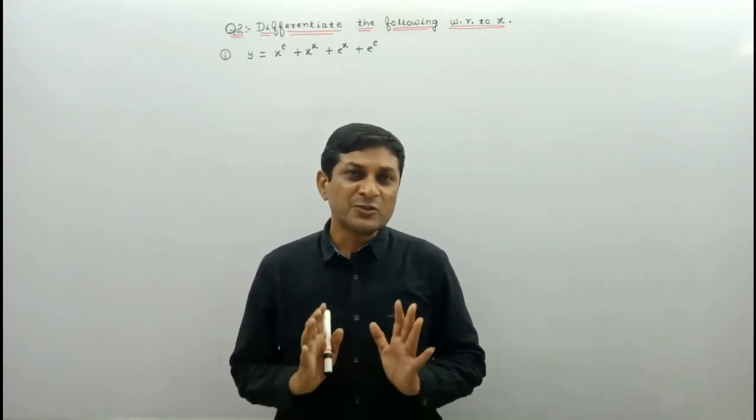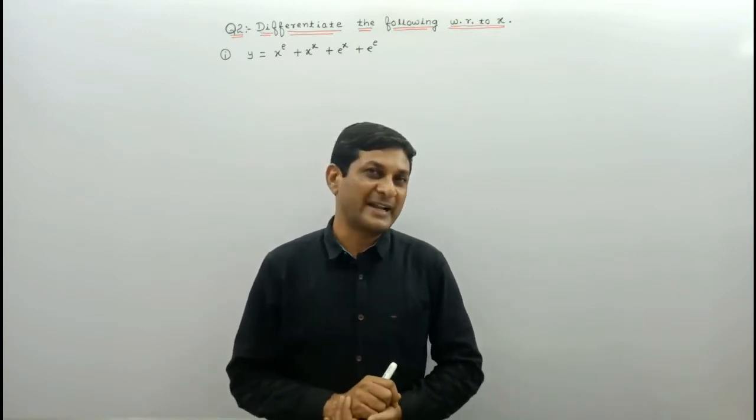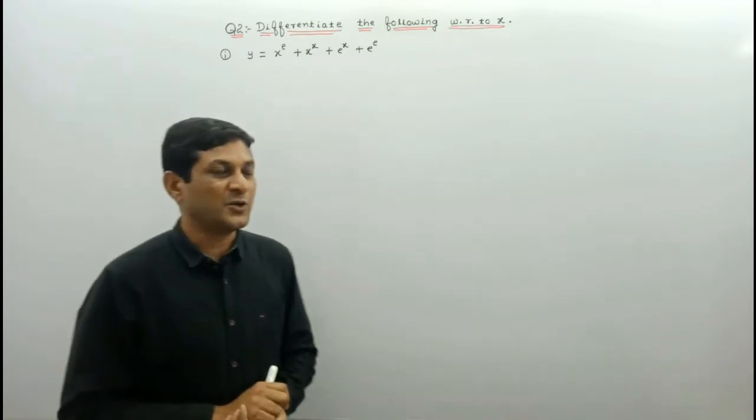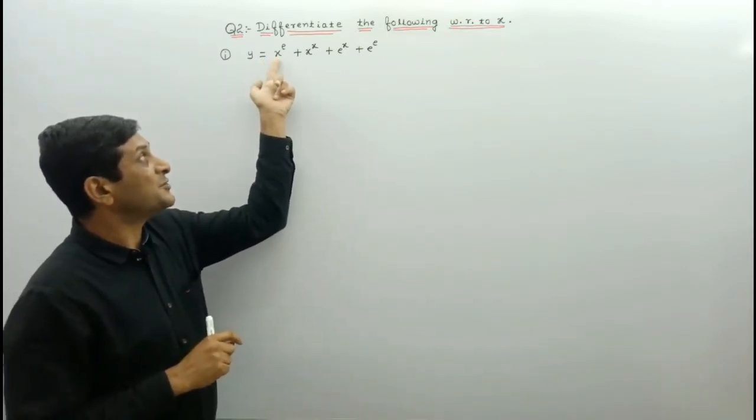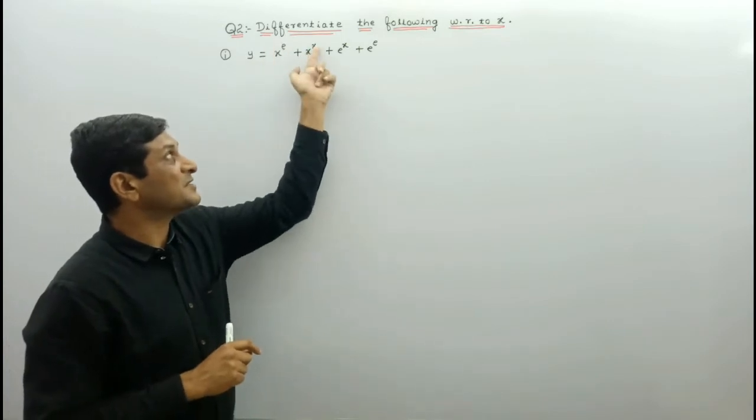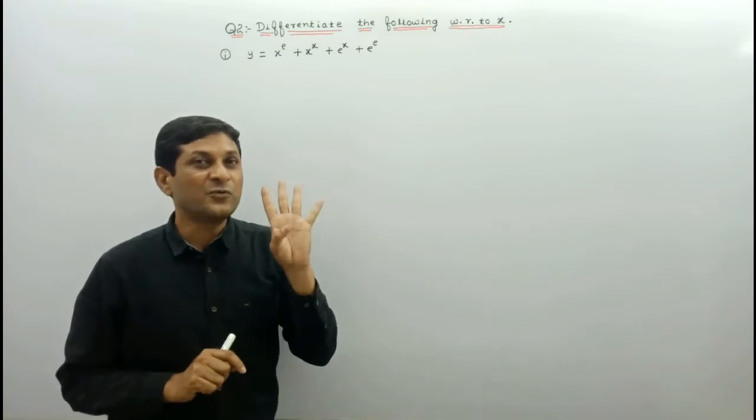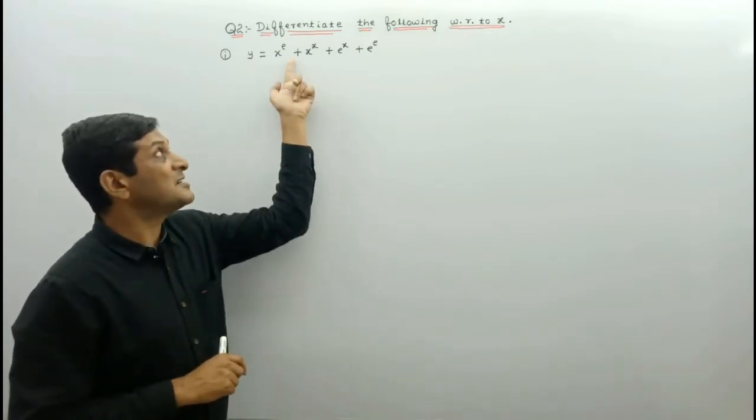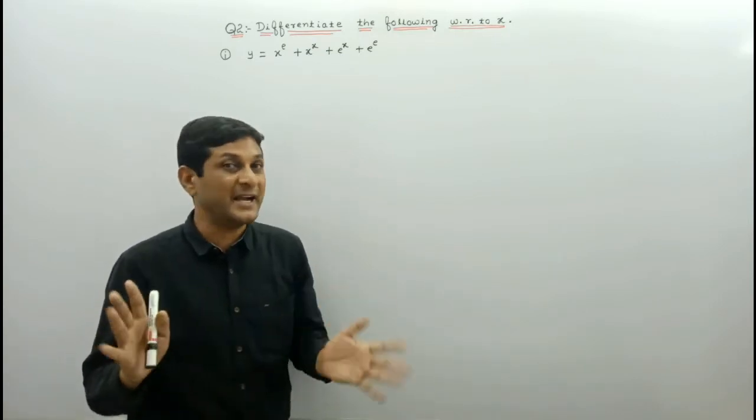In this video, we are solving question number 2 of exercise 1.3 of logarithmic differentiation method. So observe the first example here. So what is the example? y is equal to e raised to x raised to power e plus x raised to power x plus e raised to power x plus e raised to power e. Means here 4 functions are there and connected by what? Plus. In such cases, to find out differentiation, we are applying addition rule.